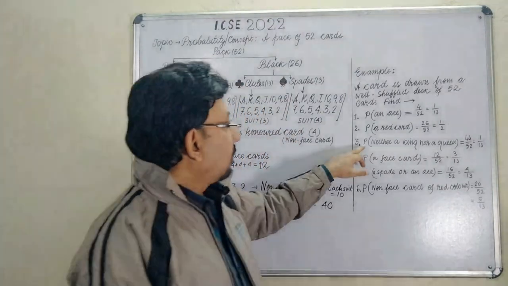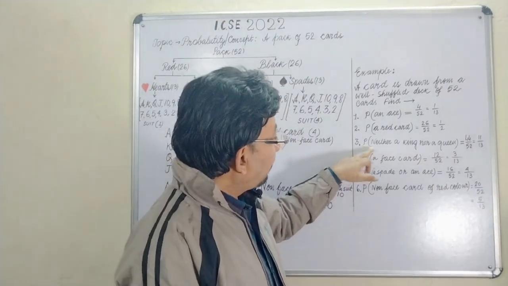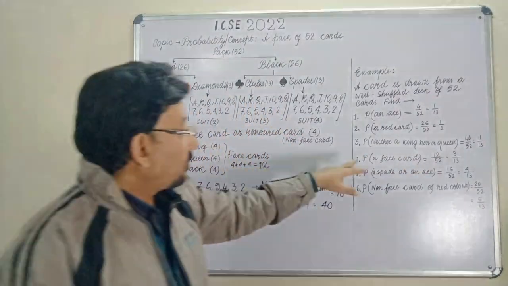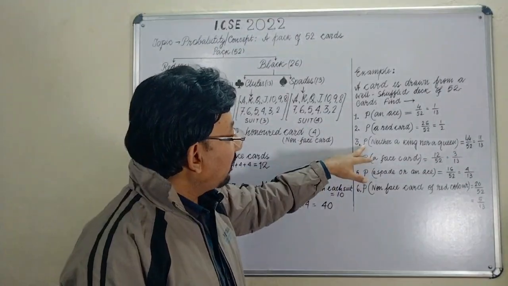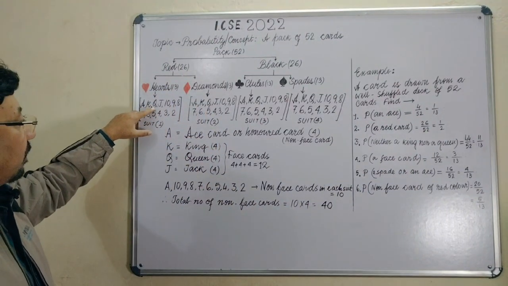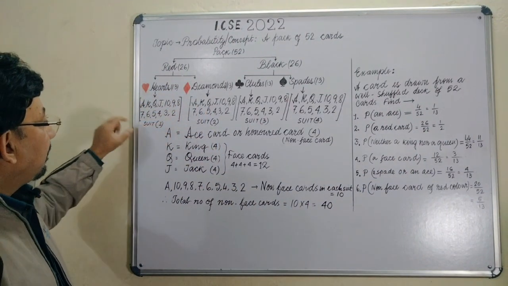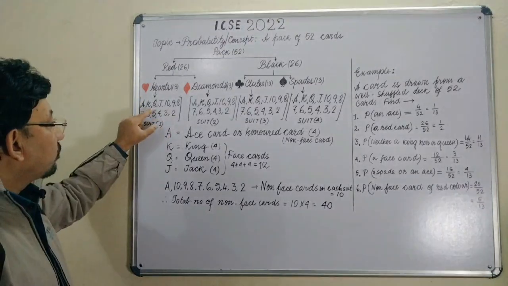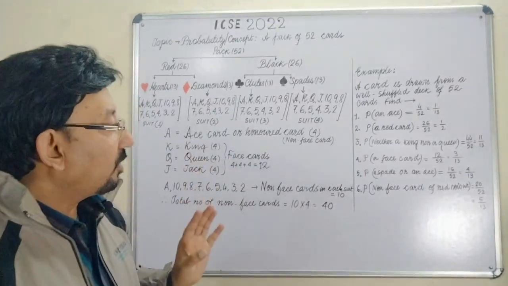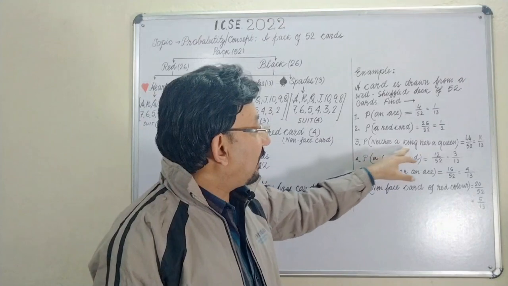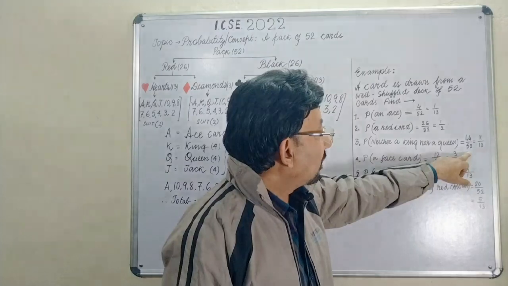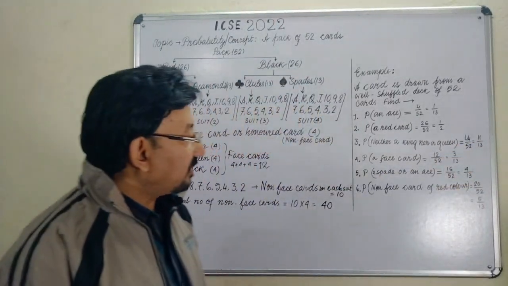Number 3, probability of neither a king nor a queen. You are asked to find out the probability of neither a king nor a queen. So excepting king and queen, you have 11 cards in this suit. 13 minus 2, 11 cards. Since there are 4 suits, so 11 into 4, 44 cards are neither a king nor a queen. So 44 by 52 is the probability. After cancellation, it becomes 11 by 13.